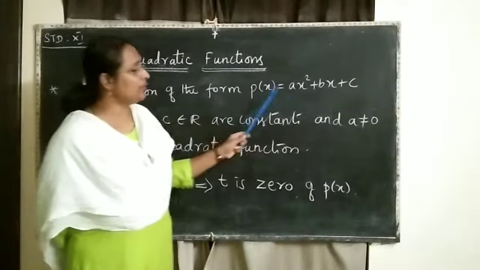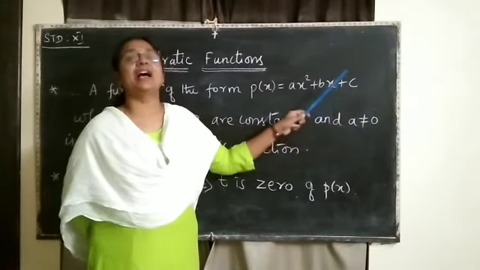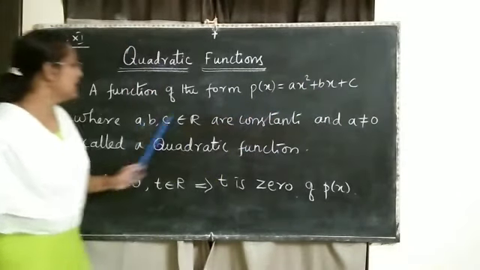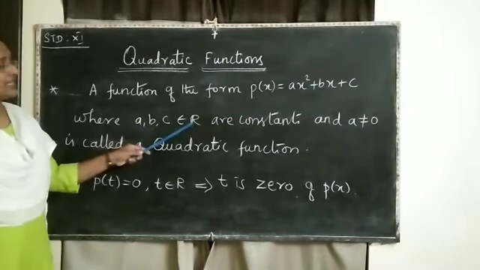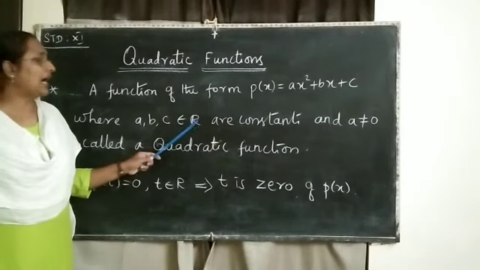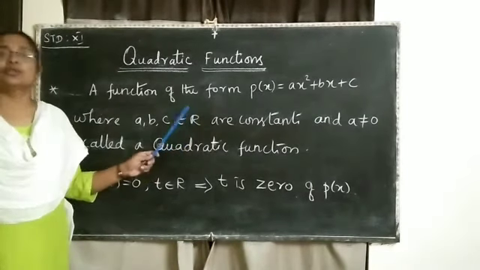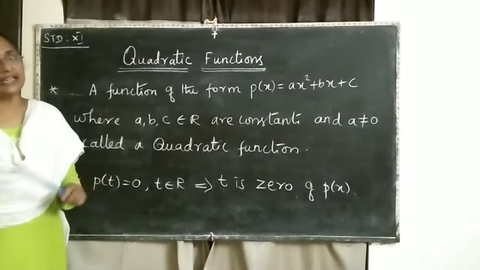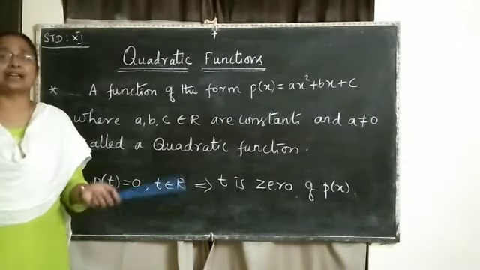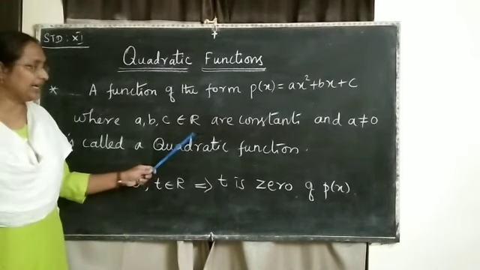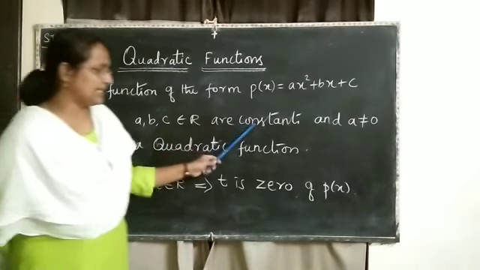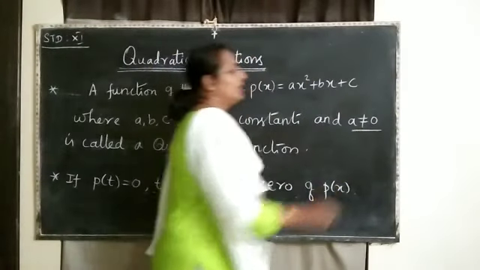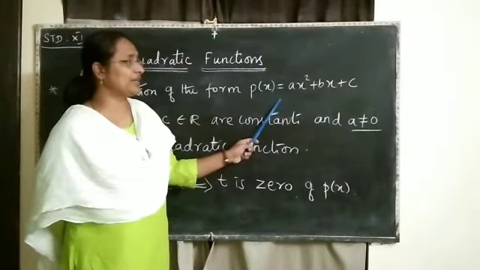Now already we know what a, b and c are. They are constants. Very specifically, a, b, c belong to R. What does this R stand for? R stands for the real numbers. So already in our introduction class we discussed elaborately what real numbers are, what set of numbers are clubbed together and called real numbers. Now constants, and a is not equal to 0. Why this specific condition for this expression?